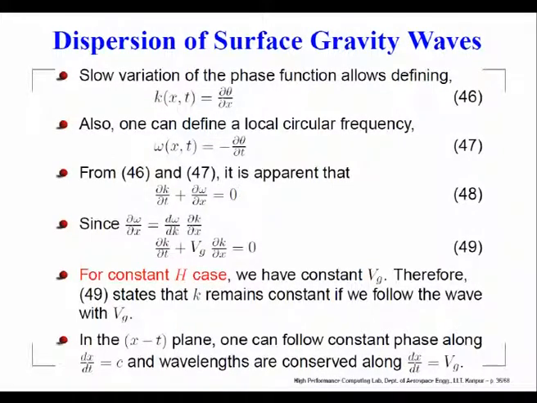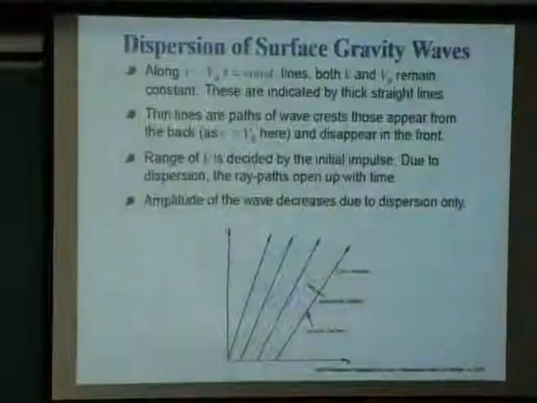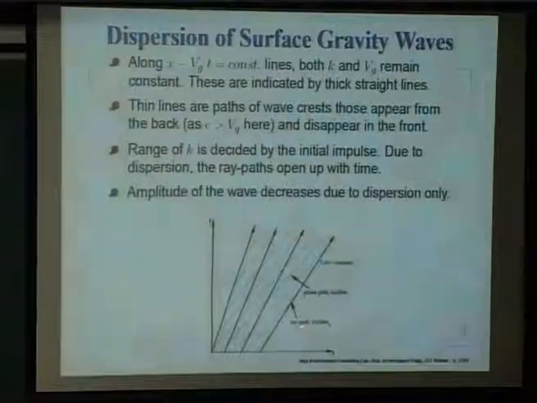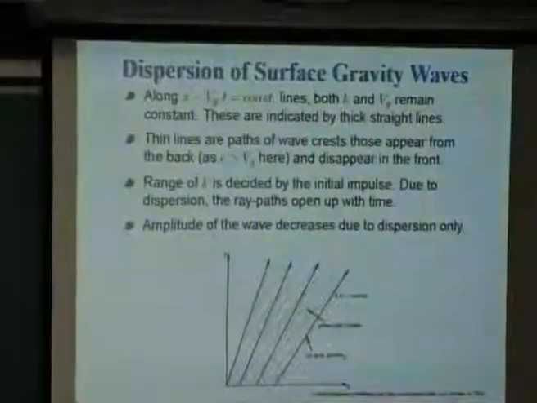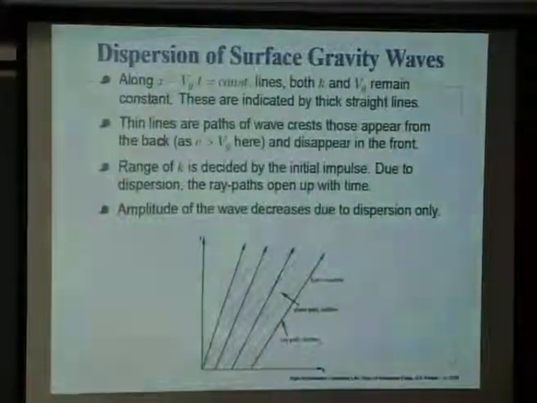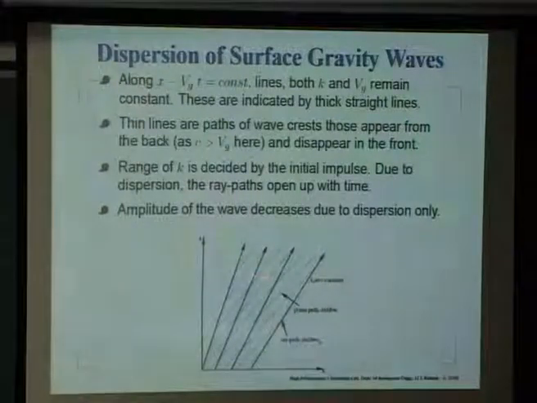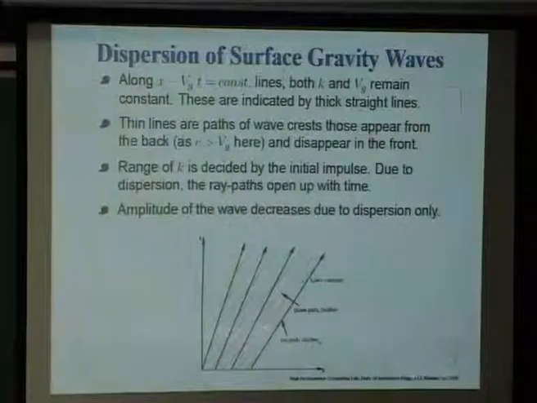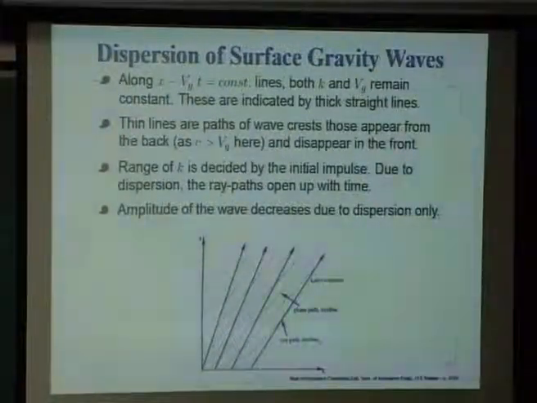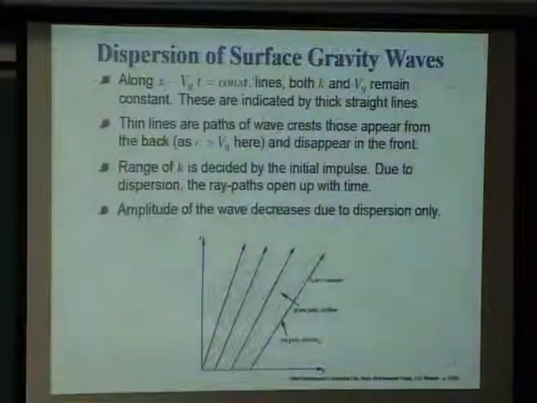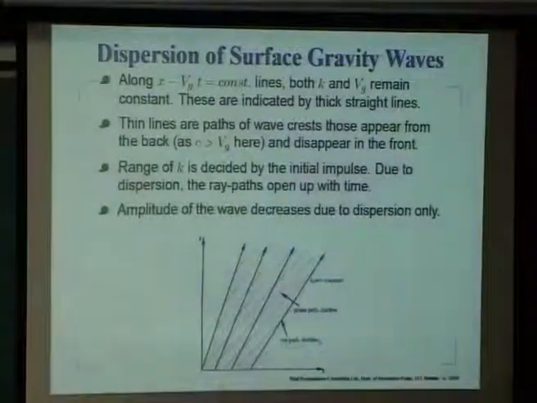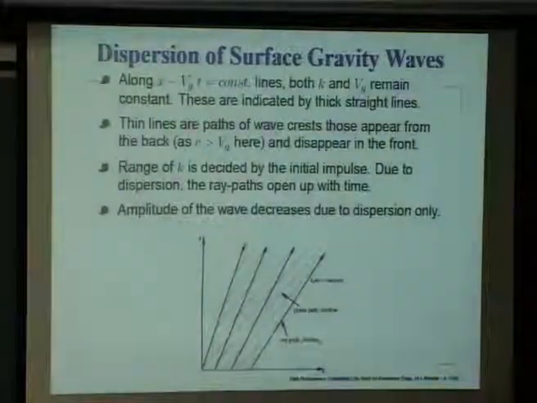So, in the x-t plane, this showed us a couple of types of lines. The thin lines correspond to constant phase lines, whereas the thick lines correspond to constant group velocity lines. And this was the scenario, let us say at t equal to 0, and as time progresses, because of dispersion, it opens up, and that is what we are seeing here. With time, these waves are seen over a larger spatial dimension, and the waves appear from the back and disappear at the front. So, this is one of the aspects of dispersion of surface gravity waves.